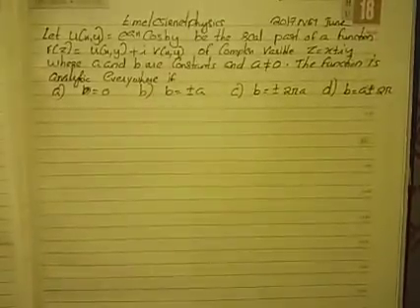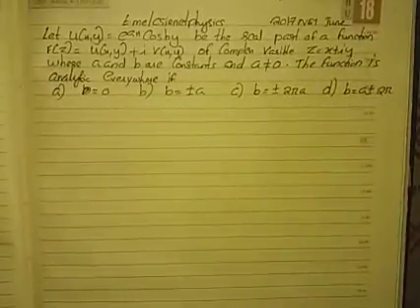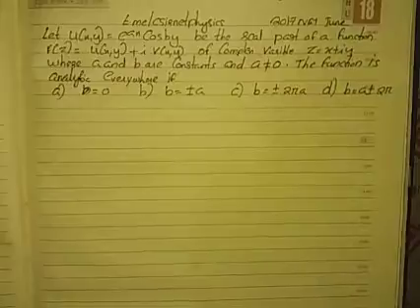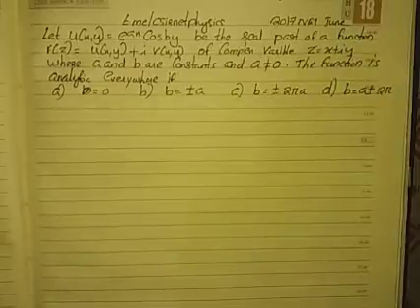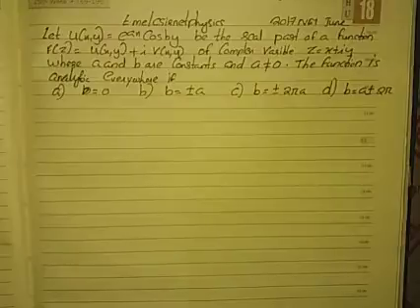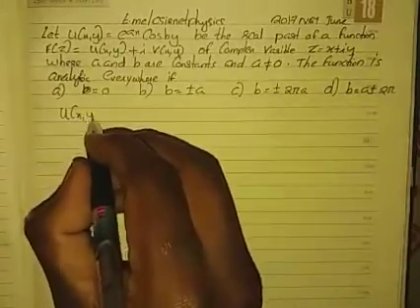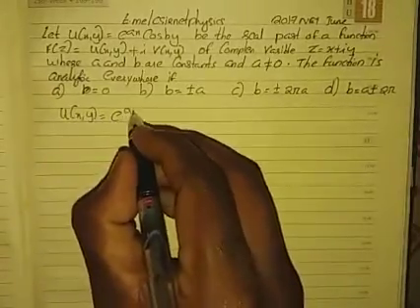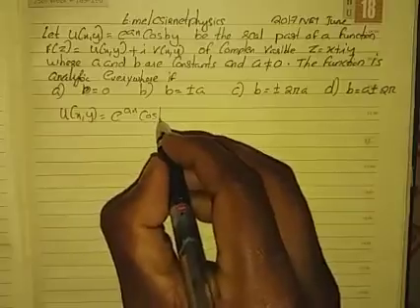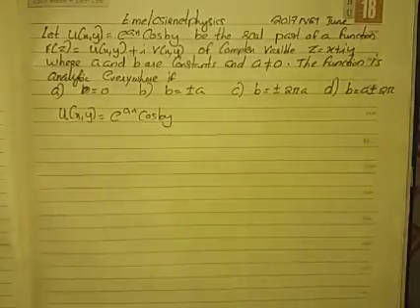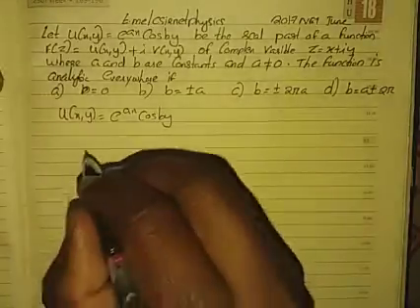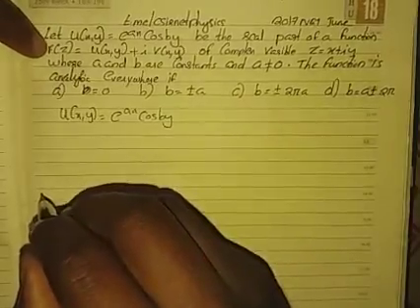Hello guys, what we have is a question which was asked in the June 2017 exam. The question is that we have some kind of a complex function whose real part is given as u of x and y is equal to e raised to ax cos by, and this is the real part of a function f of z.